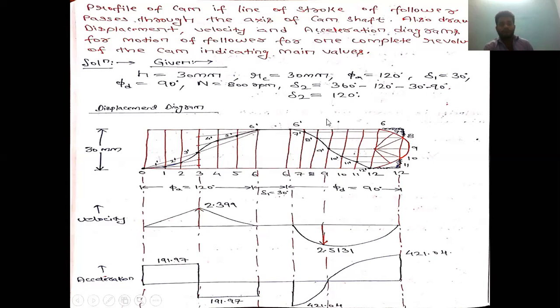First step is to draw the displacement diagram. You have to take two scales, one linear scale and another angular scale. Say I am taking the linear scale as 10 mm equal to 1 centimeter, then this 30 mm is equal to 3 centimeter. Similarly, for the angular scale I take 10 degree equal to 1 centimeter. Then this 120 degree will be equivalent to 12 centimeter and this 90 degree will be equivalent to 9 centimeter. Yes or no?